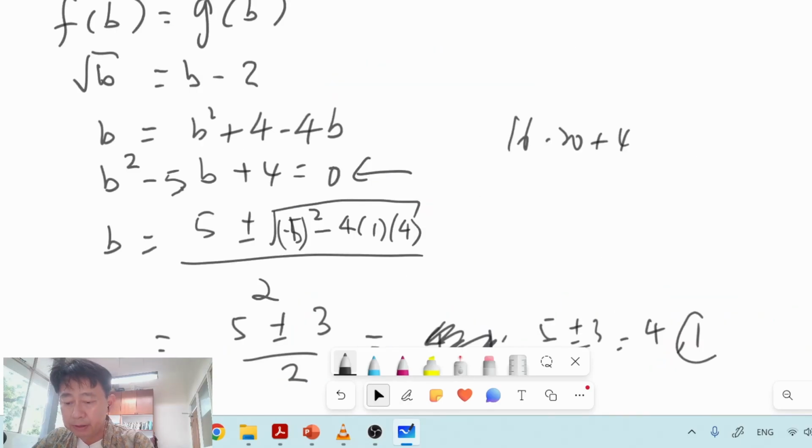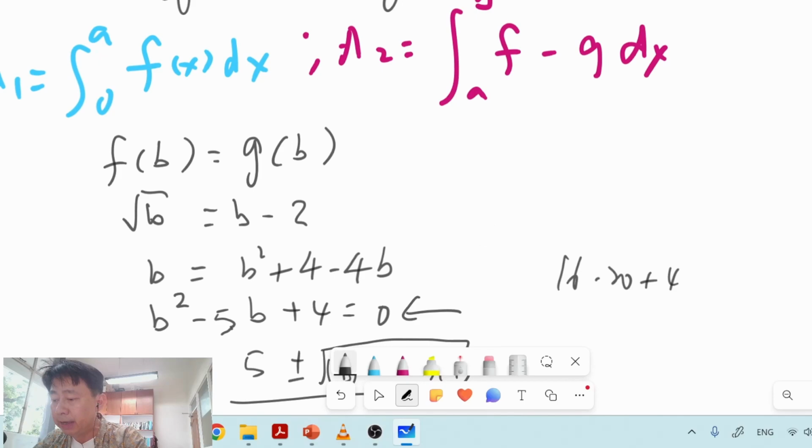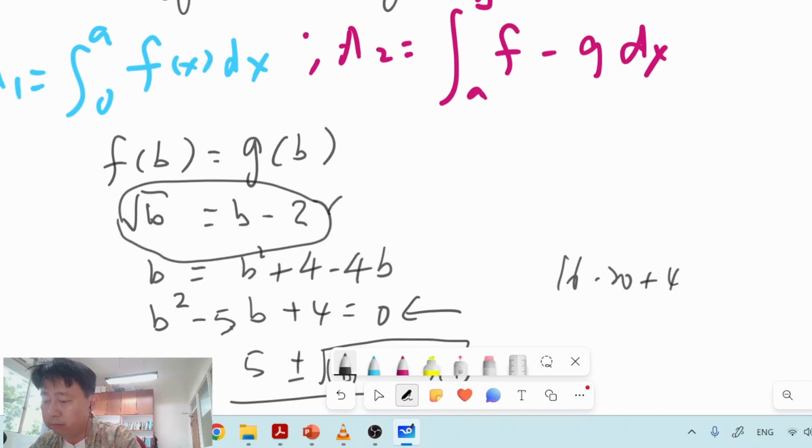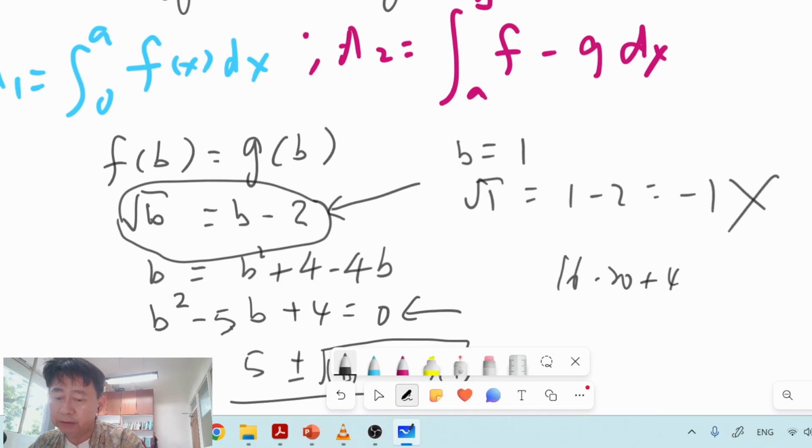It may appear that 1 is a solution to the quadratic equation. However, we will rule out b equals 1 as a solution for the very simple reason that when you slot b equals 1 into this equation, it doesn't make sense. If you set b equals 1, then you have the square root of 1, which is 1, equal to 1 minus 2, which is minus 1, which is obviously not correct.